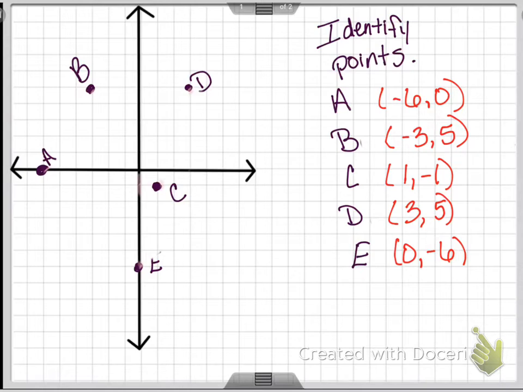My B, I go to the left 3, so that's -3, and I go up 5. C is 1, -1. D is +3, +5. Okay? Any questions on that? We doing okay with that?